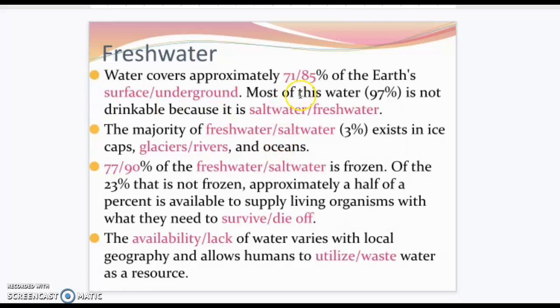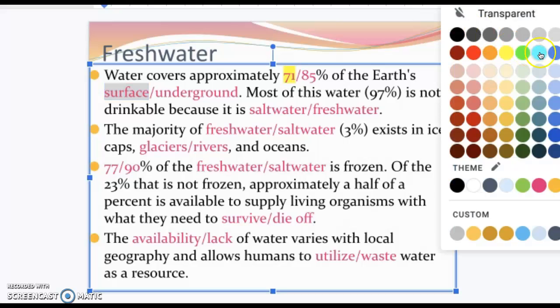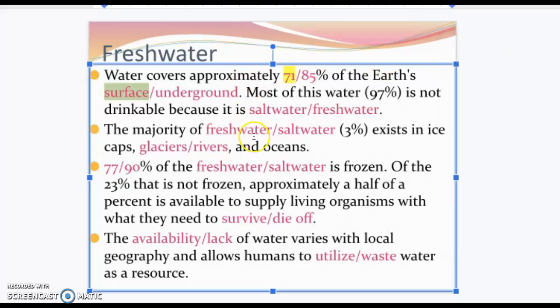Now, as you might have known, water does cover a lot of the Earth's surface. But what percent? Do you think it's 71 or 85? Well, if you guessed 71, you are absolutely correct. Water does cover about 71% of the Earth's surface. Most definitely not the underground, because if you look at the Earth's map, you can see a lot of blue colors, right? That depicts the water that is present on the surface. So it is actually the surface and not the underground.